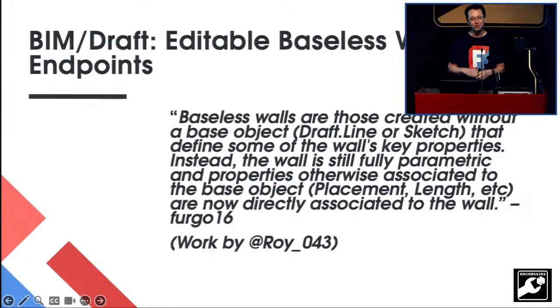So for those of you who are BIM and draft users, you now have this editable baseless wall endpoints feature, which I think is simply that the wall is now by itself fully parametric. You don't have to have some other feature that the wall is attached to. I've put Fergo 16's explanation from the pull request on here for those of you who would like to understand in more detail something that I don't know anything about.